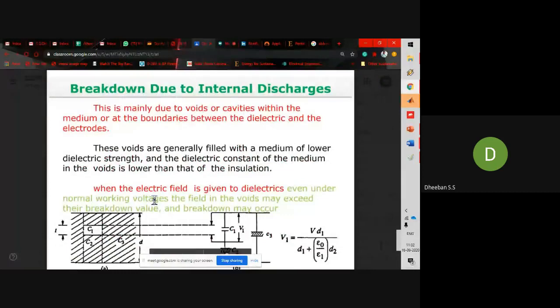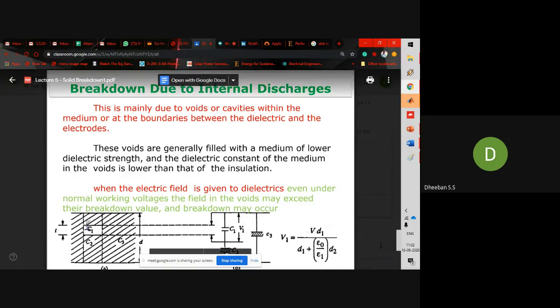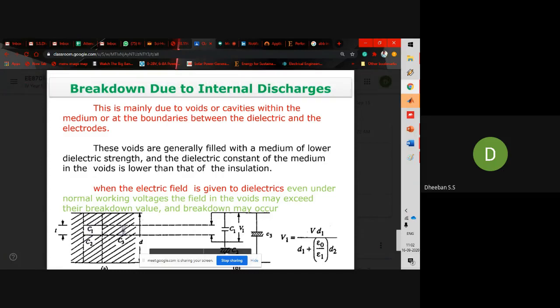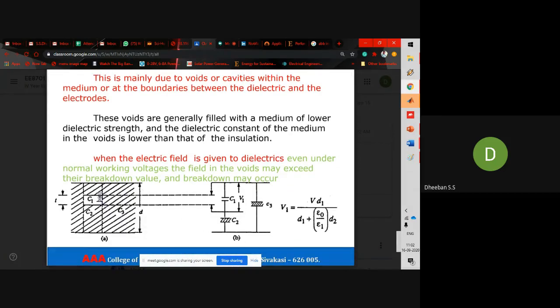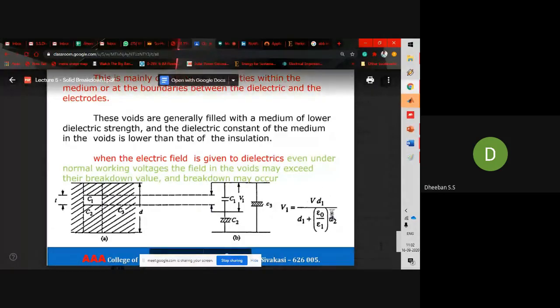Next is the breakdown due to internal discharge. How this internal discharge occurs is due to the presence or possibility of cavities or voids within the medium or at the boundaries. So if there is any kind of void or any hole in the medium or at the boundaries between the materials, what happens is, due to these voids, the dielectric will be affected. So this is the formula for the same.